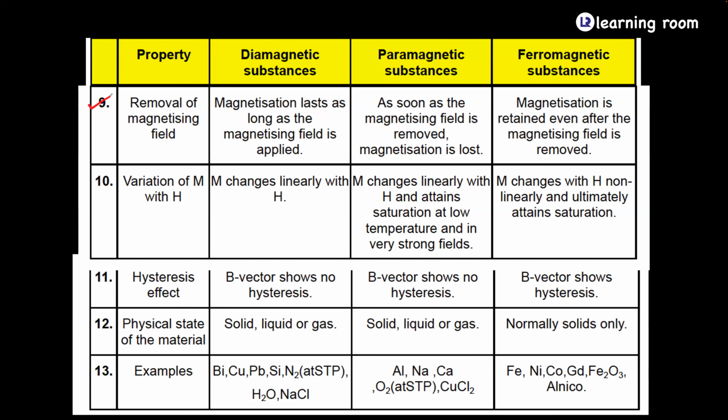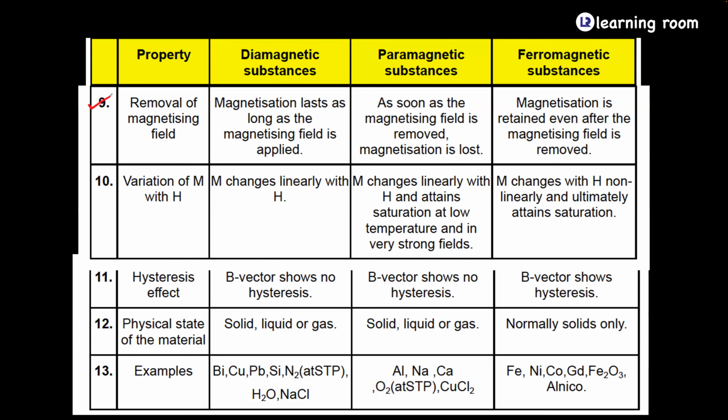So the ninth point is, what will happen if you remove the external magnetic field? See, suppose there is glass or water. When you took the magnet closer to it, the water was repelling. As soon as you remove the magnet, what will happen to it? It will stop there itself. It will not come back.